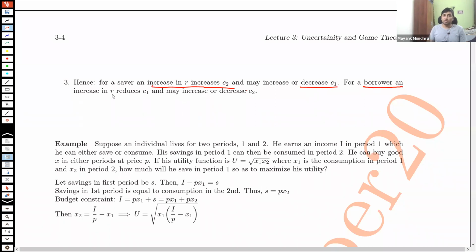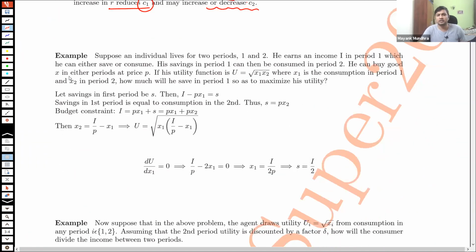On the other hand, if you're a borrower and R increases, then you have borrowed from the market, so you have to pay up more. So it definitely reduces your consumption in one period, but may or may not increase your consumption in the other. This relationship is pretty important. It has been asked, I guess, once in the past 5 years. So let's look at this example.